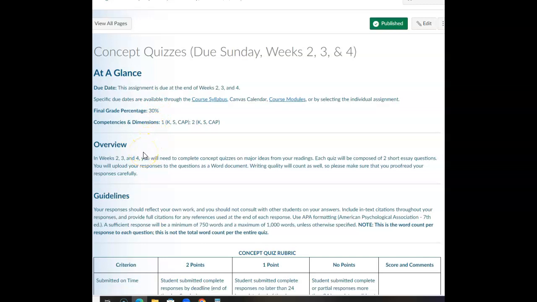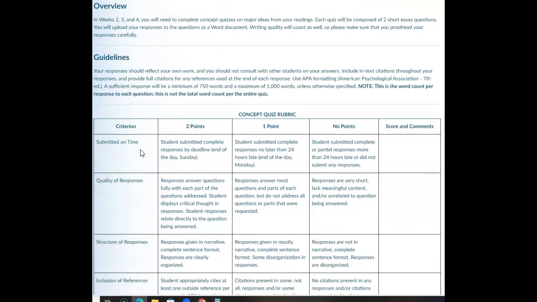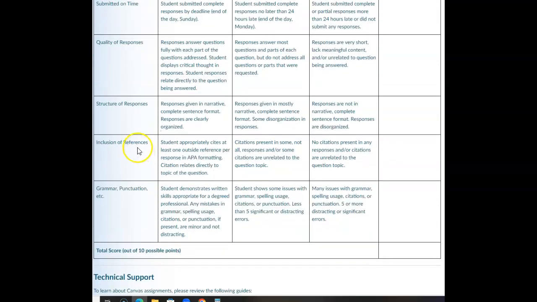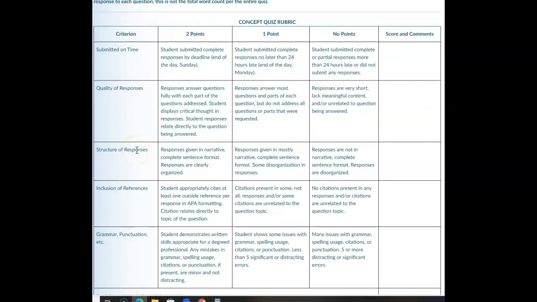Make sure that you use proper APA and that your writing quality is important, so make sure that you proofread your paper. This is the rubric of how you will be graded and whether you receive all 10 points for each of the concept quizzes. That it is submitted on time. Late submissions will receive point deductions. Anything submitted more than 24 hours late will have no points.